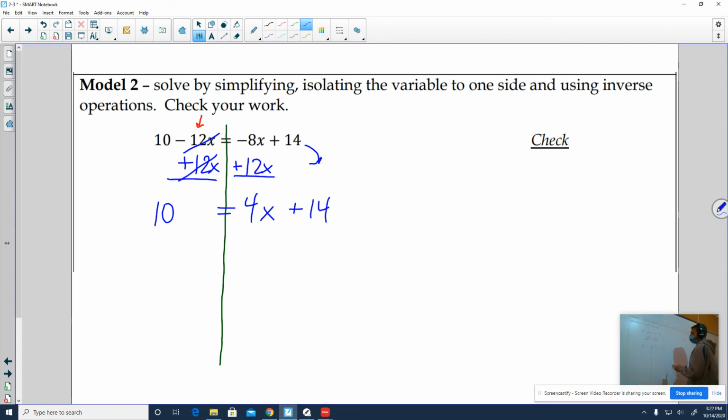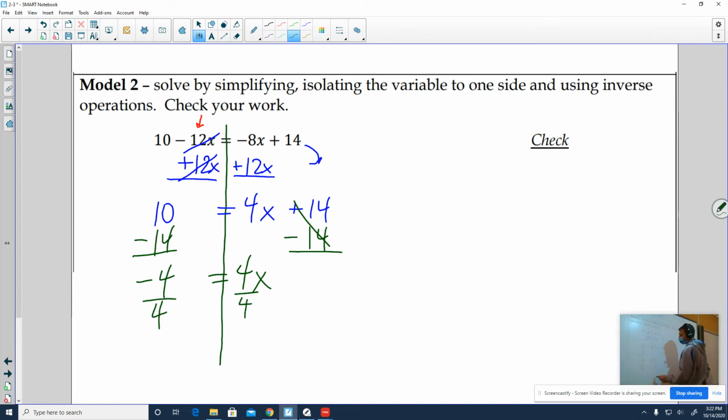Okay, now we've got a two-step equation to solve. So undo this subtraction. We should be getting really good at this by now. That goes away. 10 minus 14 is negative 4. And negative 4 equals 4 times x. Well, that means I have to divide both sides by 4 to figure out what my x value is. So now I have 1x equals negative 1.